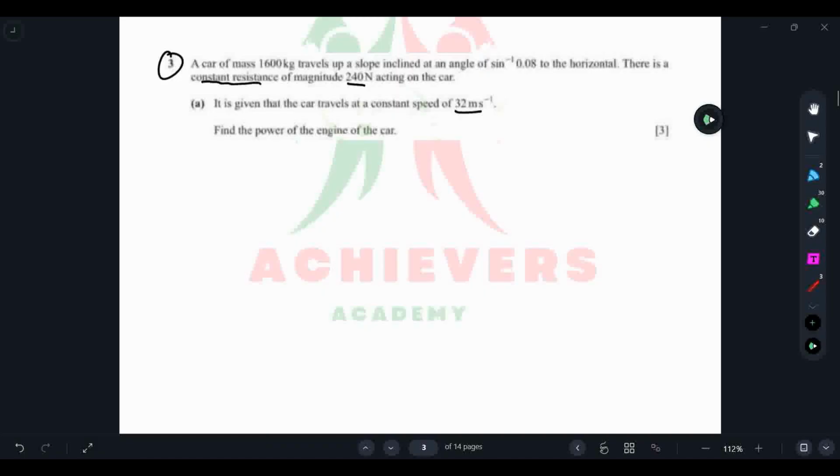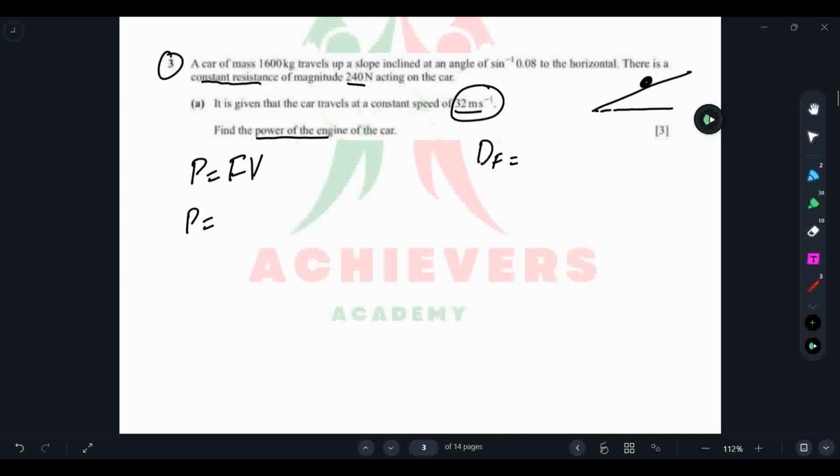Now we know that the power of the engine of the car will be P = Fv. Here we need to find the driving force first, because we know the velocity. So how do we find the driving force? We have two forces over here. As you can see, this is an inclined shape and the angle is given to us.